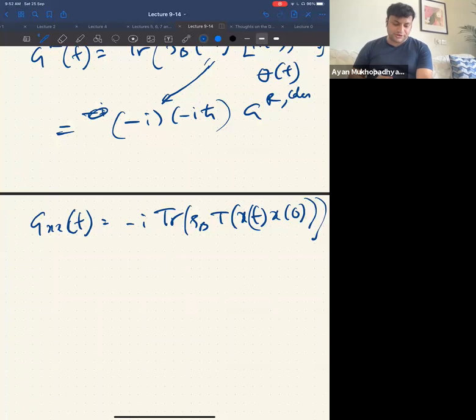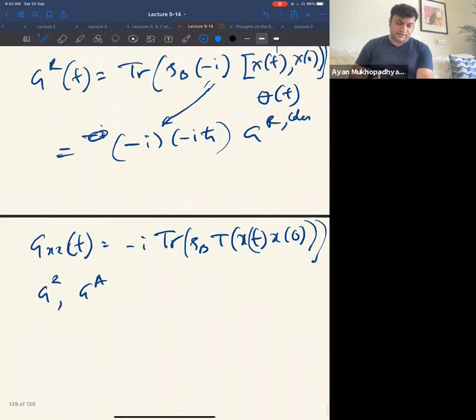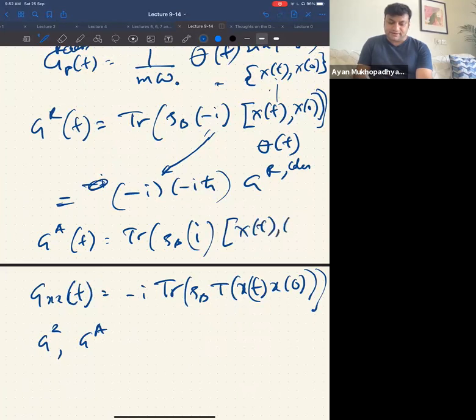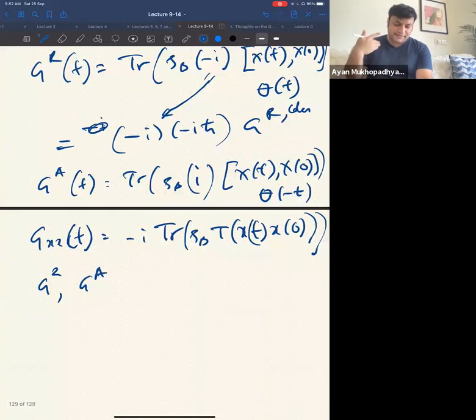First of all, we showed that both G R and G A, the advanced propagator, let us also define the advanced propagator for convenience. The advanced propagator would be simply trace rho beta, I instead of minus I, and then x t, x 0, the same object, but with a theta of minus t. So this is related to the advanced response, which we can define by running back in time, just the same exercise that we did earlier. And then we have this G. So these are all x x. So G R, and this is the Feynman propagator.